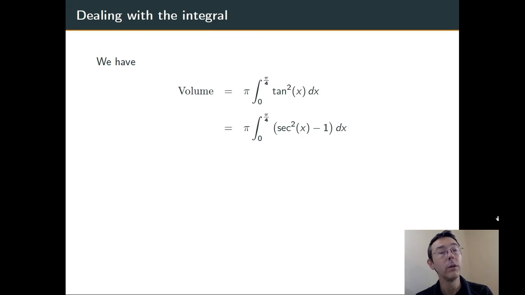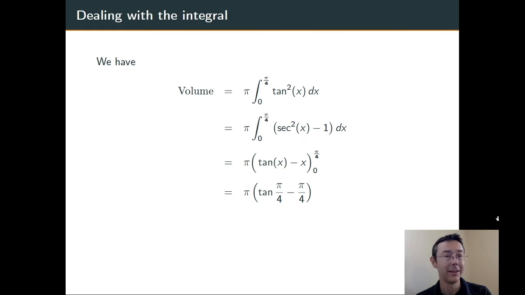That helps us because we do know an antiderivative for secant squared of x. The antiderivative for secant squared of x that we're interested in is tangent of x. And of course, an antiderivative for 1 is just x. I'm going to plug in pi over 4. I'm going to plug in 0 as well, but the tangent of 0 minus 0 is still 0. Evaluate that, remembering that the tangent of pi over 4 is 1. And the decimal approximation for our answer will be 0.67.